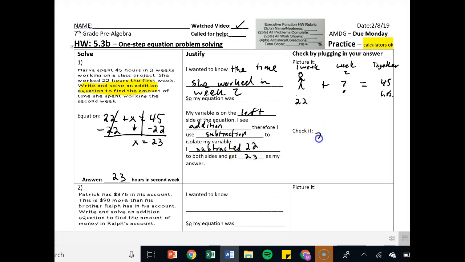All we have to do now is check it. So 22 plus x equals 45. Just erase your x and plug in your answer. So 23, right? 22 plus 23 ends up being 45. So 45 does equal 45. We're done.